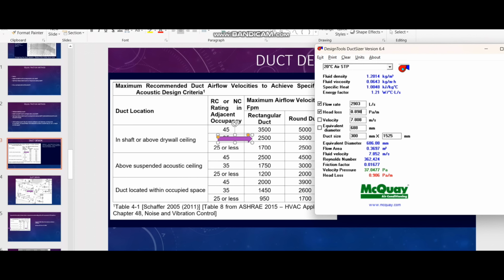So as I told you, I am going to use 0.9 Pascal per meter, and here the duct size I can adjust based on the aspect ratio. For example, if I put 800 by 500, suppose in your site you have a limitation for the height, you cannot go more than 600 mm. So for the height, okay, maximum 600, the width you can go with is 650.